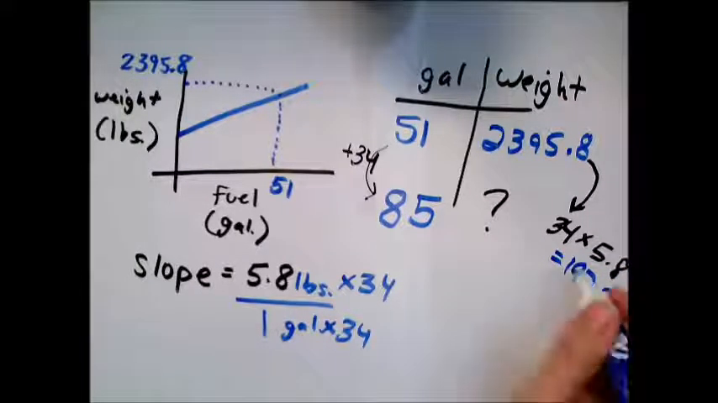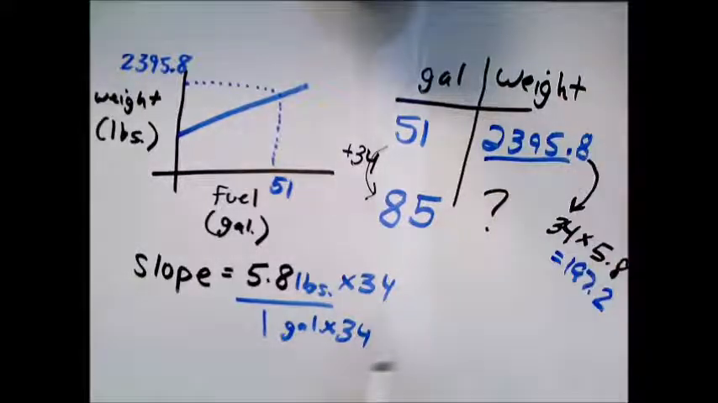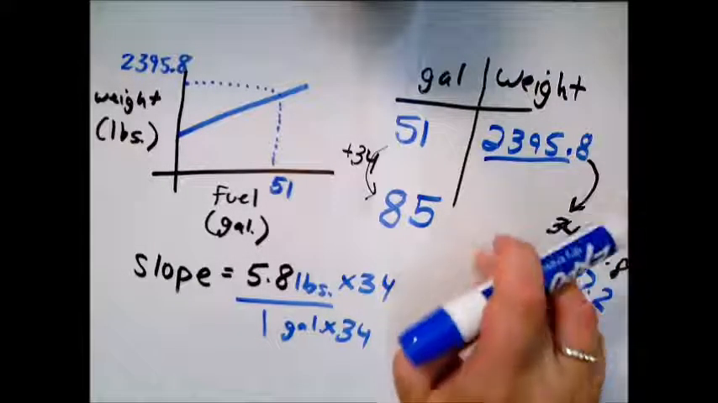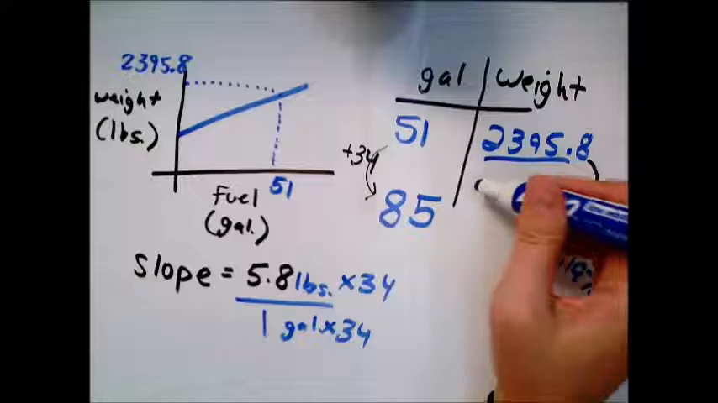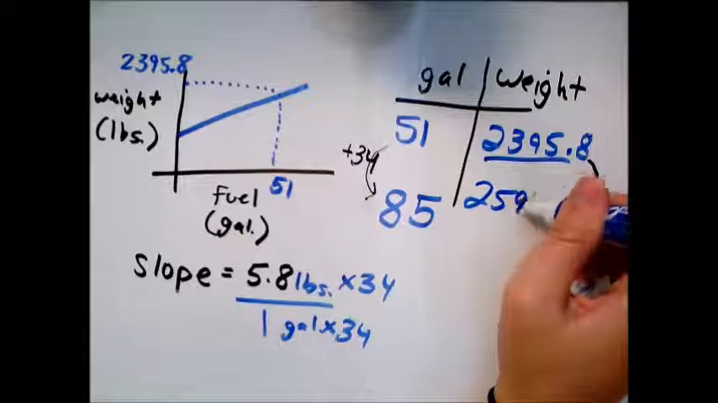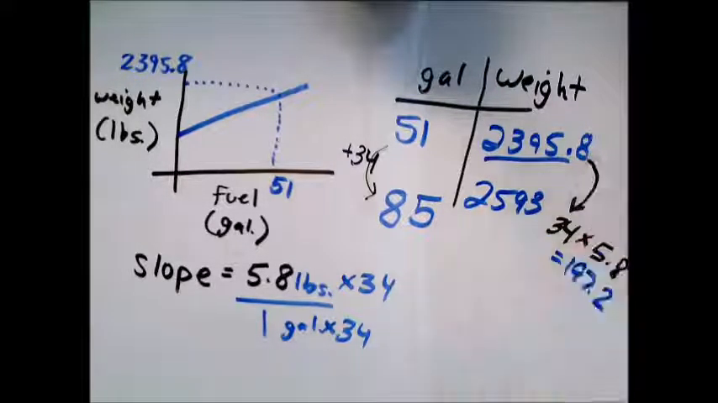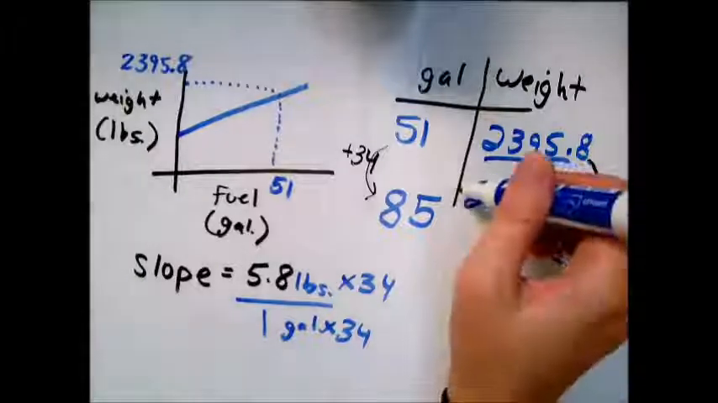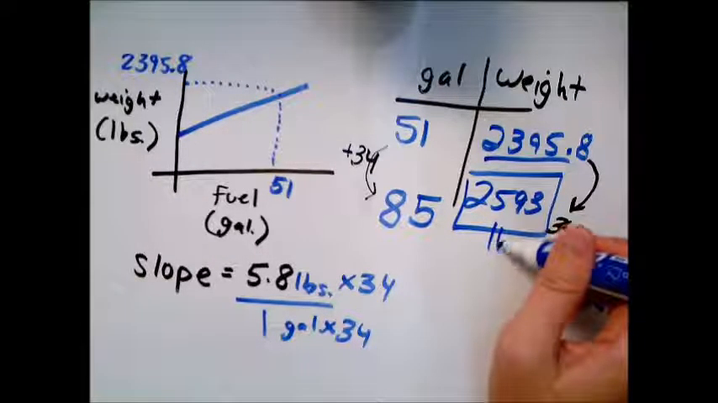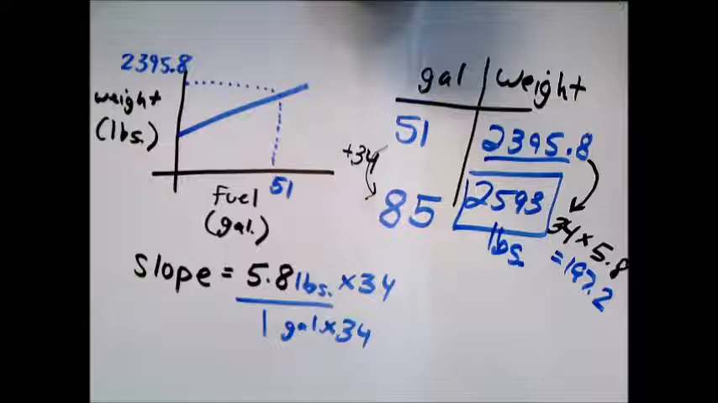And then be careful, that's not the amount of weight, that's what we're adding to this, right? We knew what it was for 51 gallons, and so now we know it's going to be 197.2 more. And so if we add that to our 2,395.8 number, we get 2,593.0. So we answered the question: we know that 85 gallons is going to weigh 2,593 pounds. So basically, since slope is a rate of change, they're telling you how much more you have to add every single time when they tell you the slope.